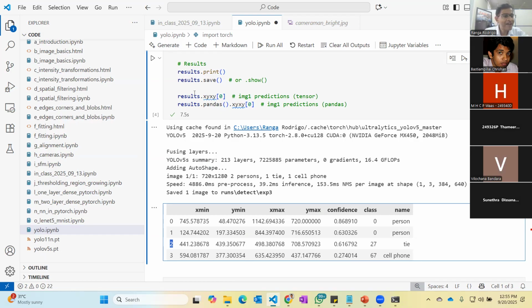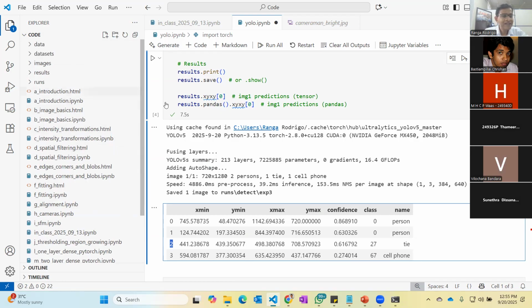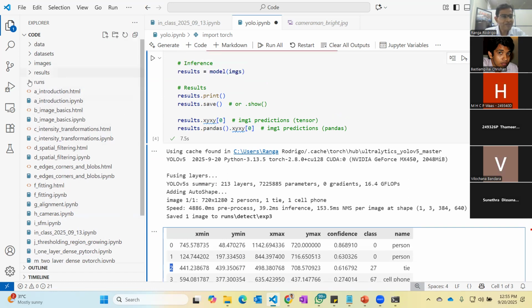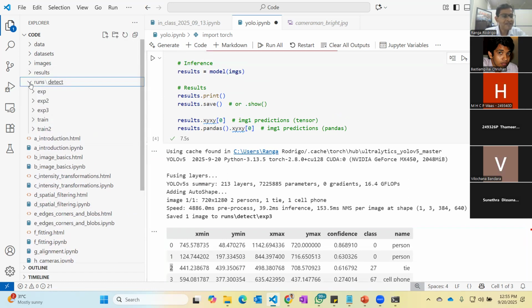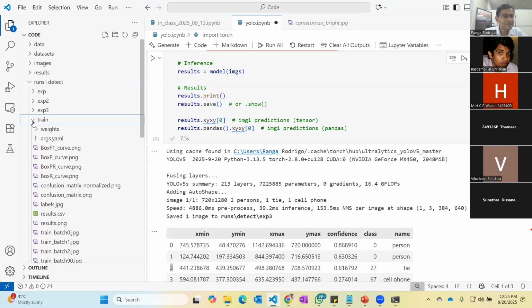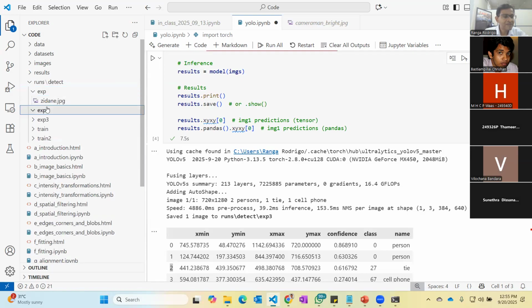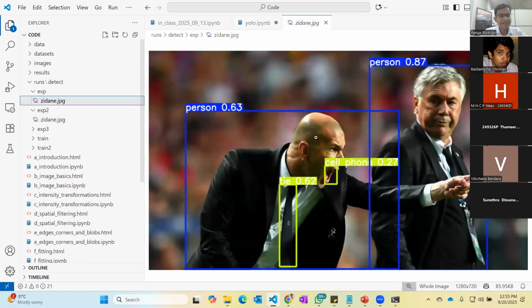And then two is an object, class 27, tie. Three is this one. I have that image saved somewhere. I think it is saved in runs or something. This is the one.